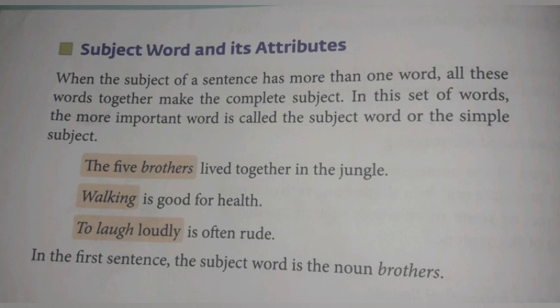First, the subject word and its attribute. When the subject of a sentence has more than one word, all these words together make the complete subject. In this set of words, the more important word is called the subject word or the simple subject. Look at one example: walking is good for health. Walking is the subject word.